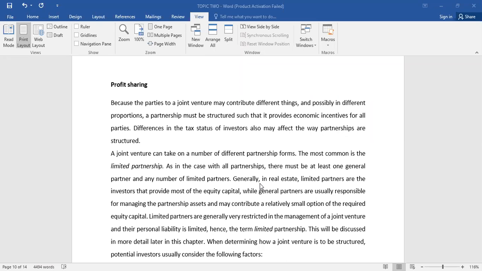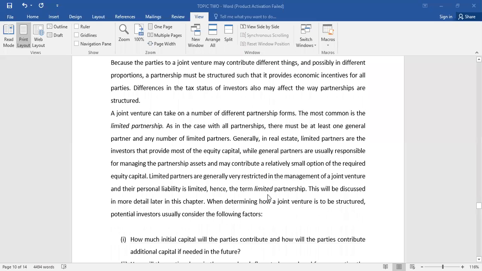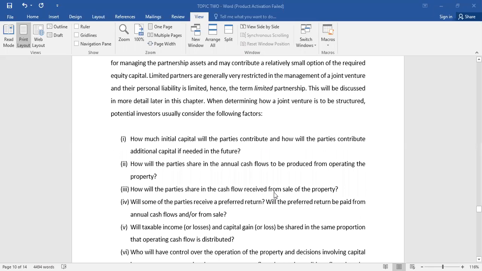This will be discussed in more detail later. So we are coming to JVs and their calculations, so it will be discussed. What I can say here is when determining how to joint venture, potential investors will consider the following. One, what is the initial capital that each party needs to contribute? Will there be a need of funding in future? Because this will mean that we are going to have the restructuring of the capital accounts.